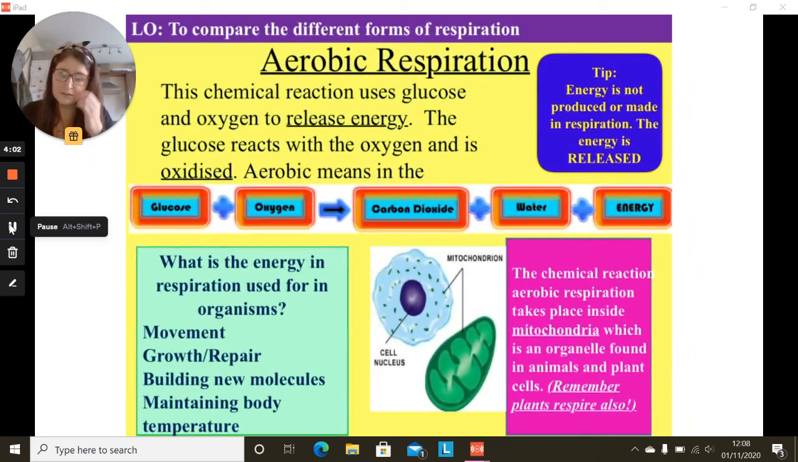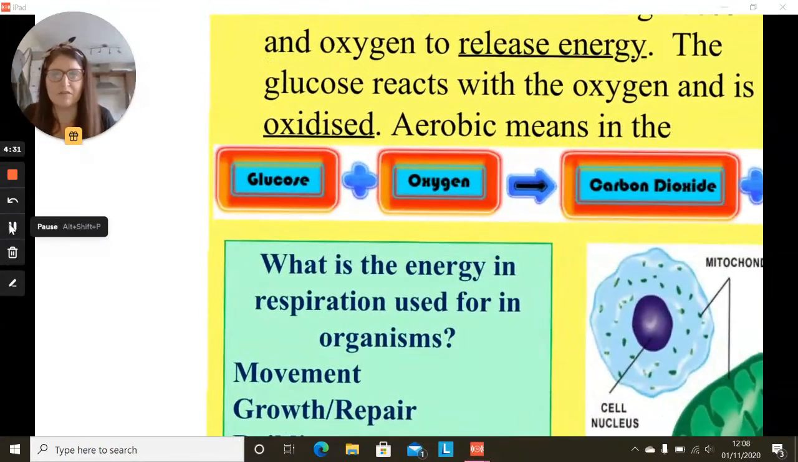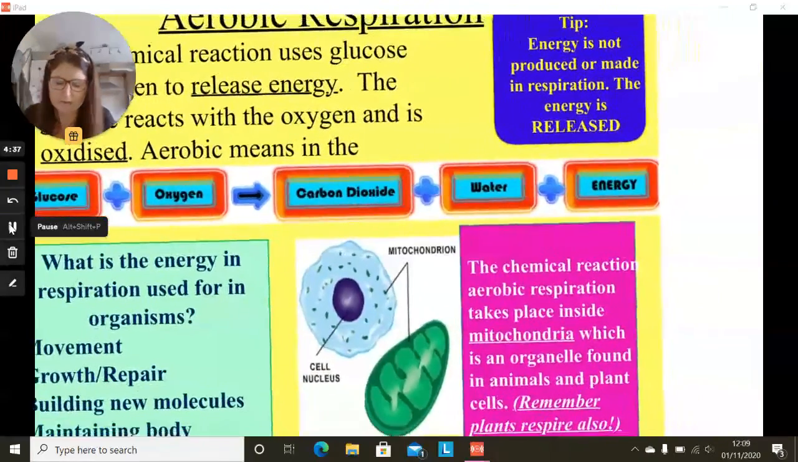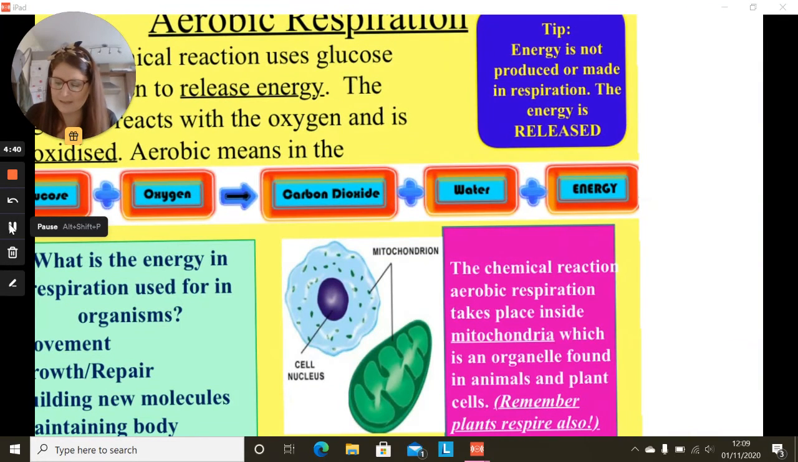So first of all, we are going to look at aerobic respiration. What is it, what's the equation, and why do we need aerobic respiration? Aerobic respiration is a chemical reaction that uses glucose and oxygen to release energy. We know it releases energy because we've just said from the last slide. The glucose reacts with the oxygen and is oxidized, and then we've got the equation for aerobic respiration. Glucose and oxygen react together, they are the reactants, and when they react together they produce carbon dioxide and water, and they release this energy. This is the energy that we need for day-to-day things.